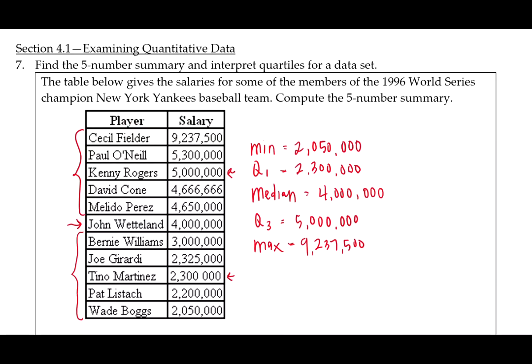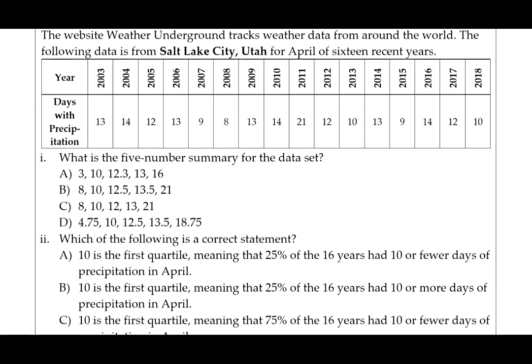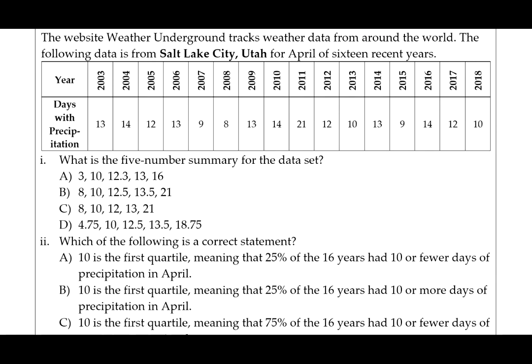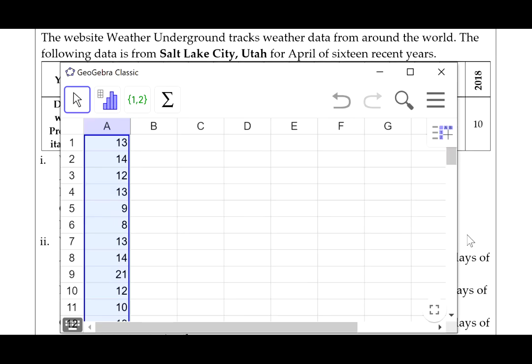Let's look at another example. The website Weather Underground tracks weather data from around the world. The following data is from Salt Lake City, Utah for April of 16 recent years. What is the five-number summary for the data set? Now these values, these days with precipitation, are not in order from smallest to biggest. So let's compute these using GeoGebra.